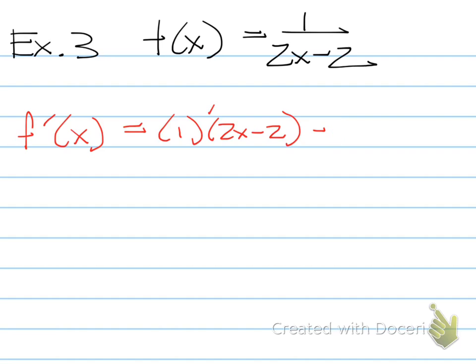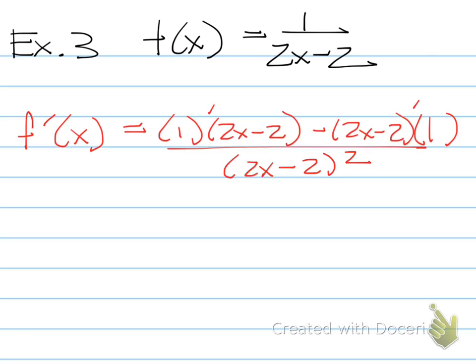And for this function, we want to find the derivative. We want to find the derivative of this function, and we're going to need to use the quotient rule, because we have a function in the numerator and a function in the denominator. So we're going to take the derivative of the numerator times the denominator minus the derivative of the denominator times the numerator, all of that over the denominator squared. Derivative of 1 is 0.